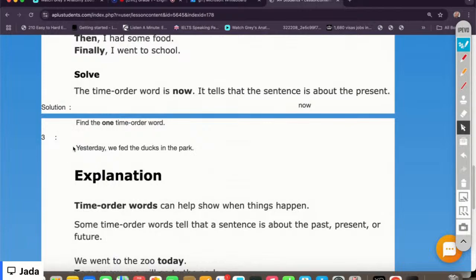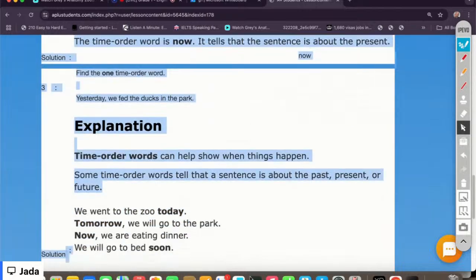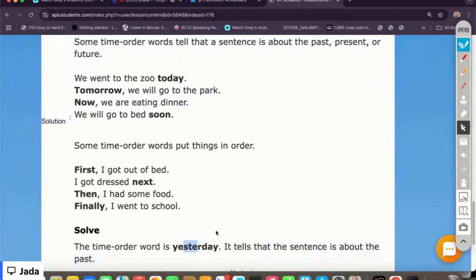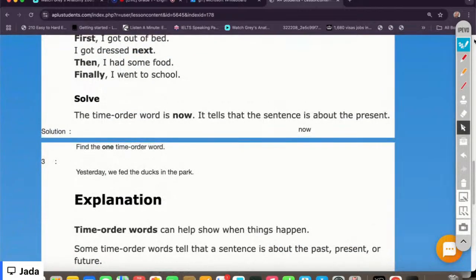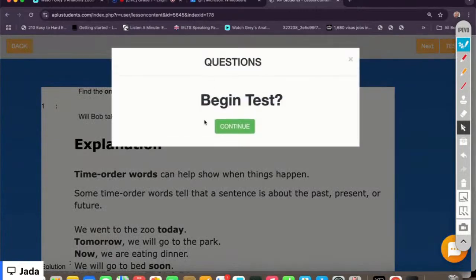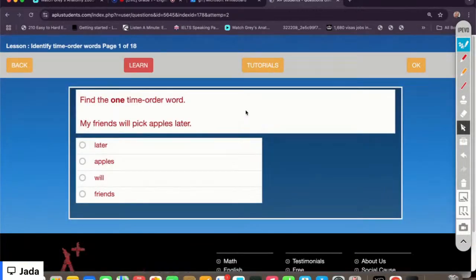Then we also have yesterday we fed the dogs in the park. So what is the one time other word? It's going to be yesterday. Okay? So we'll move on to the test and you can share with me some of your answers if you have them.